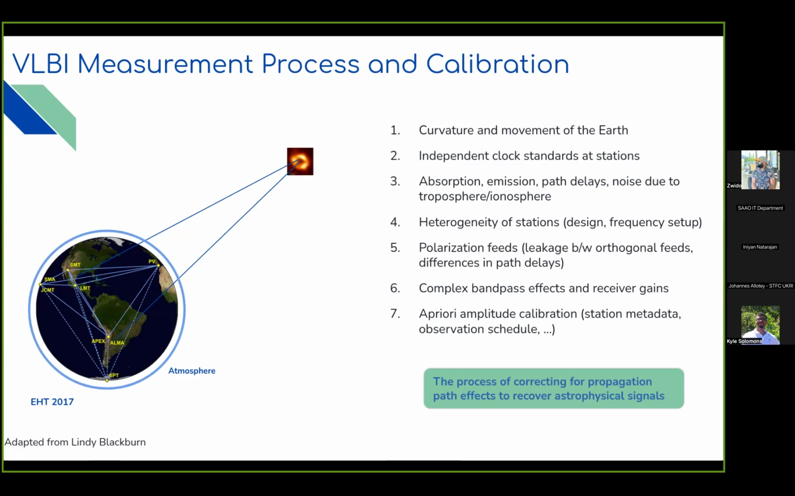So you have to first try to make sure that these clocks are aligned with each other before you even try to form the mutual coherence function. There's also absorption and emission and additional path delays and potentially noise that reduces your signal to noise due to the troposphere or ionosphere, depending on the frequency at which you're observing. The atmosphere over the different stations could be vastly different because they're located in different parts of the world. Also the stations that participate in a VLBI observation tend to be heterogeneous. The designs may be different.